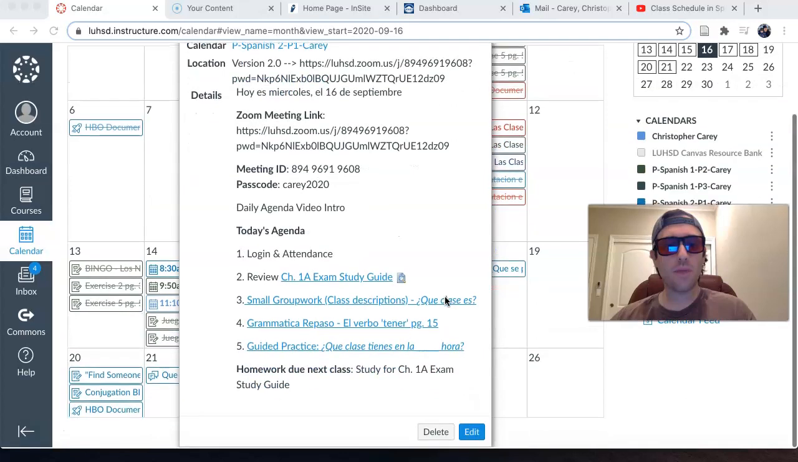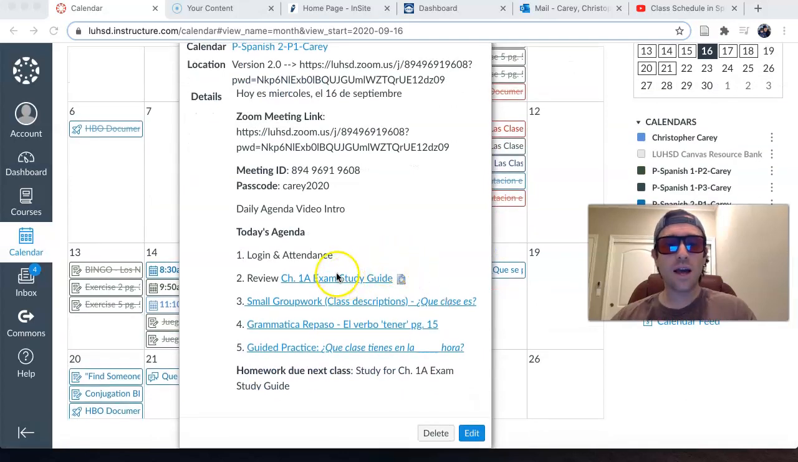El horario para hoy, primero vamos a dar un capítulo 1 a clase en grupos pequeños. Vamos a hacer una gramática repaso, las conjugaciones y después una actividad la primera hora.